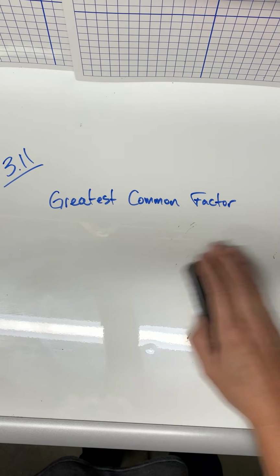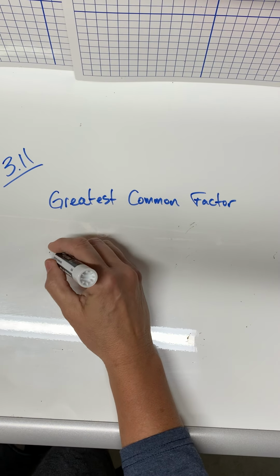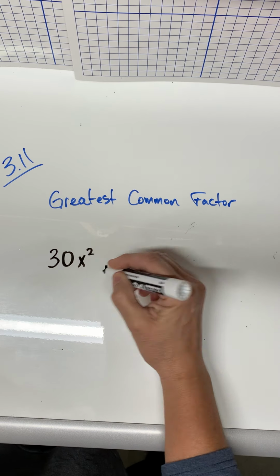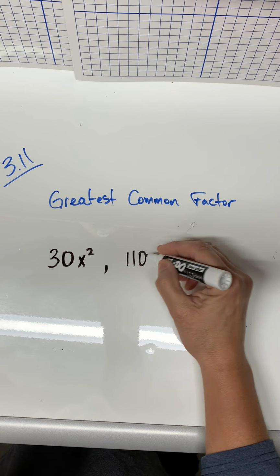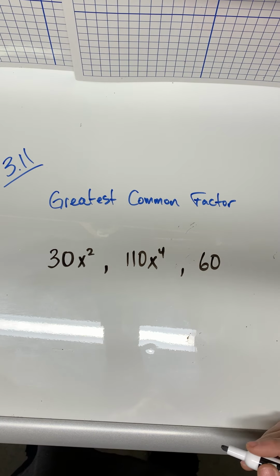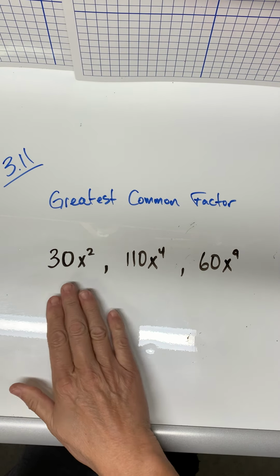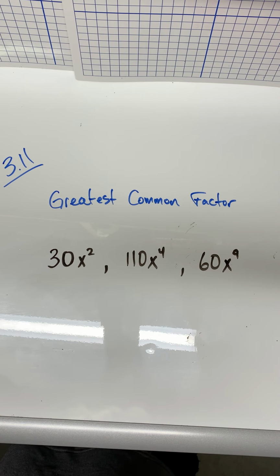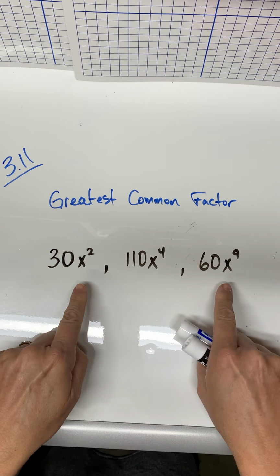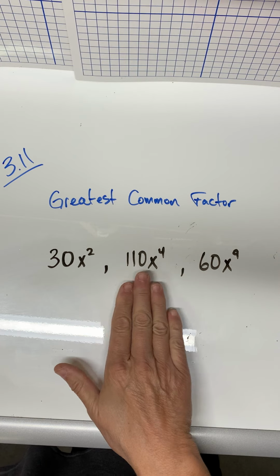So in the first question on 3.11, they give you 3 numbers, which makes it a little more difficult. So I've got 30x squared, and then I've got 110x to the 4th. Now yours may be a little bit different, but that's fine. And then I have 60x to the 9th. So this is a little more complicated because first of all, you have 3 numbers instead of 2. And second of all, you've got variables, the x's, as well as the number coefficients there, right? So my recommendation would be start with the numbers. So I'm looking at the numbers 30, 110, and 60.